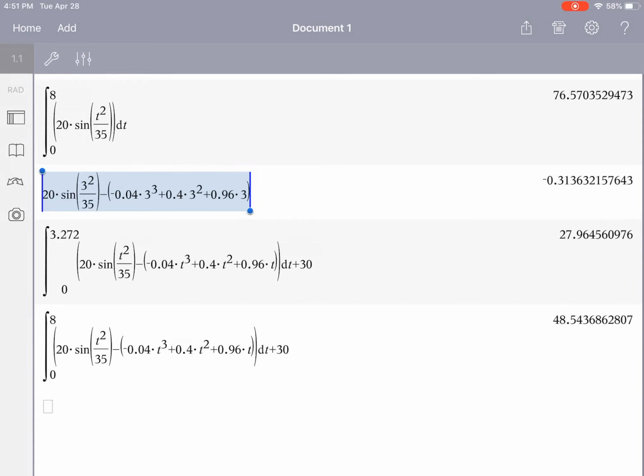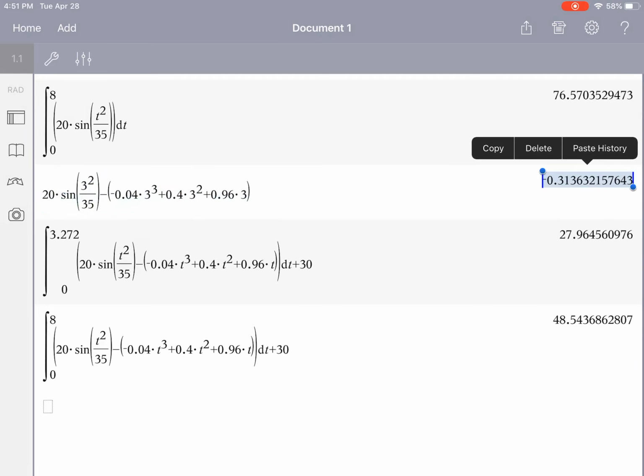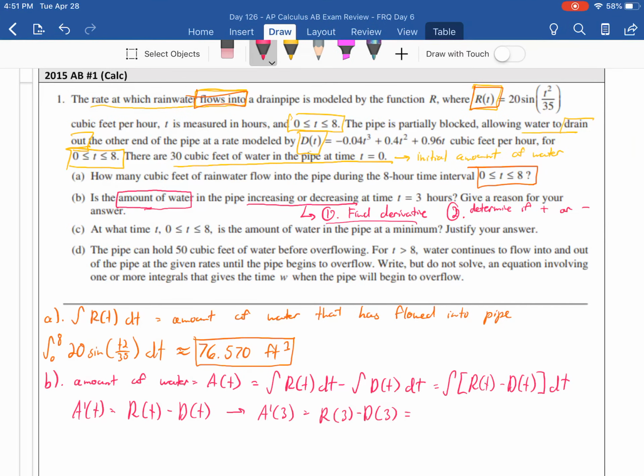Now, the only thing I would watch out for with this one is that you do notice that subtraction sign between them, and then I put the second equation inside of parentheses, because you do want to make sure you're subtracting by that entire expression and not just by that first 0.04 in front. So it looks like our answer is negative, so it's less than 0. So a prime of 3 is negative 0.314, which is less than 0.